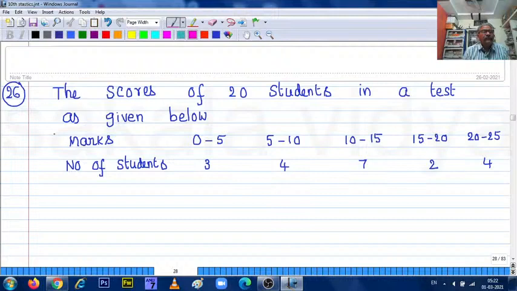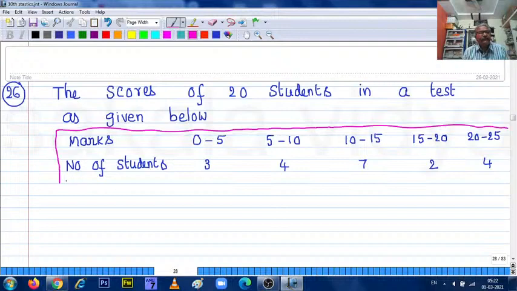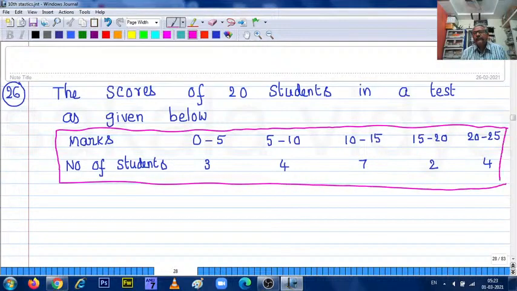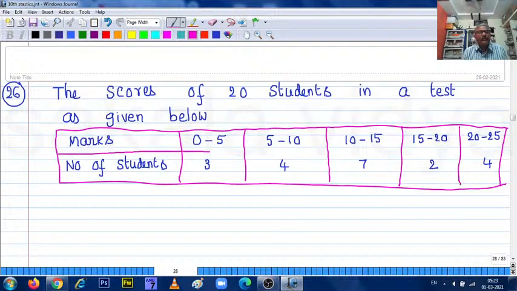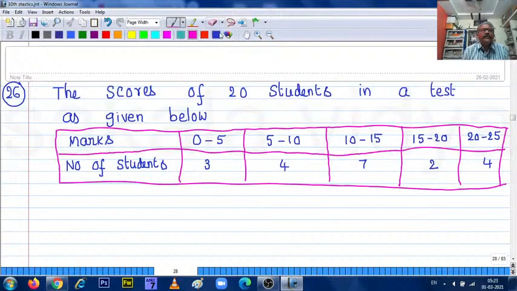So now it's a table. This is called a frequency distribution table. So in the examination the table will be provided like this. This is called grouped data. For this grouped data you are asked to find the mean, mode or median. So let us see what the question is now.